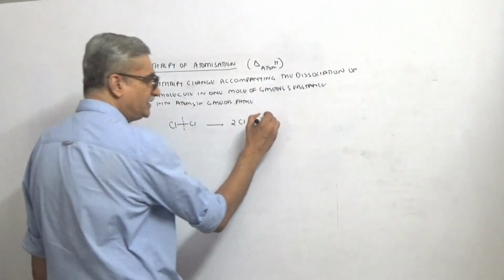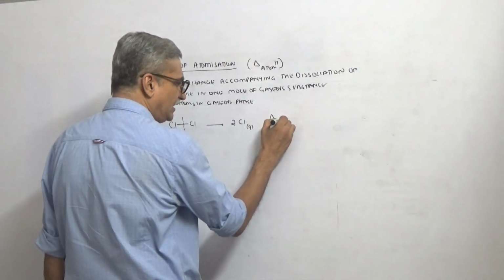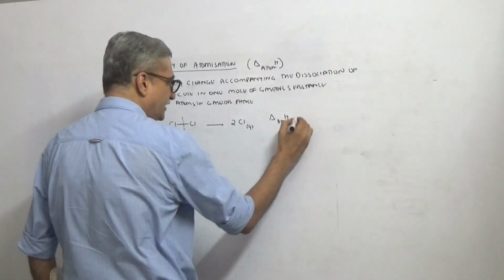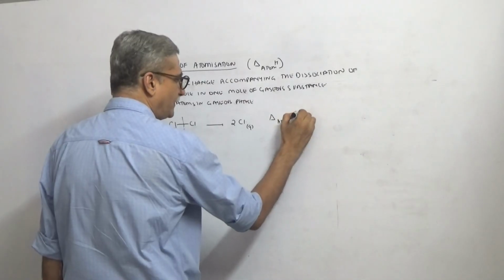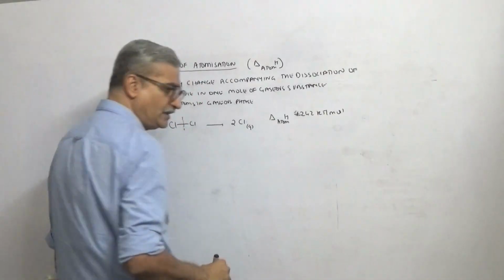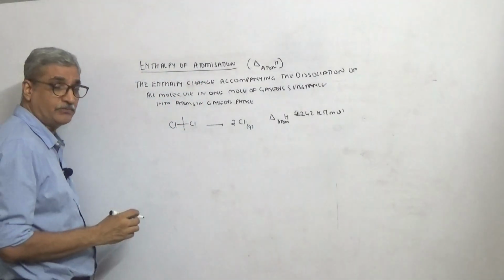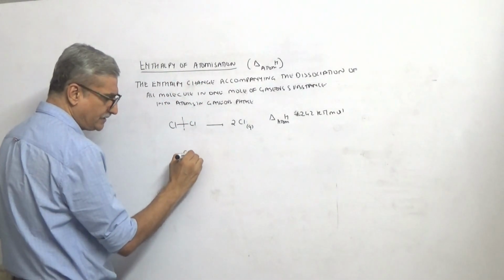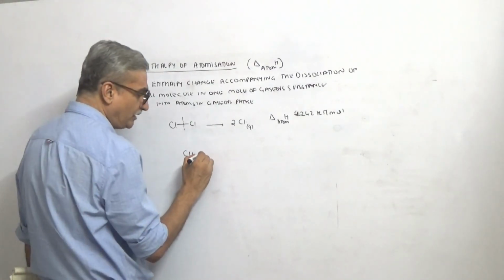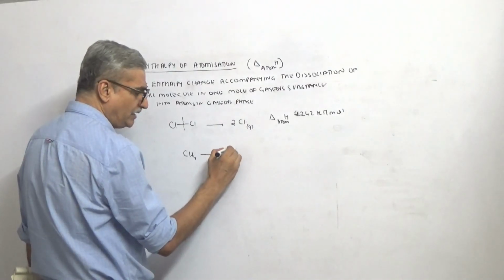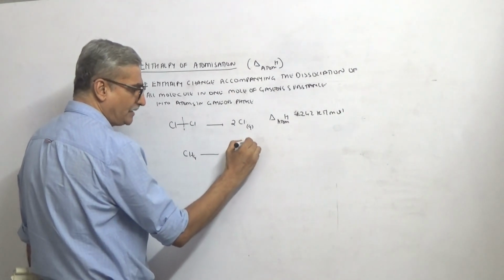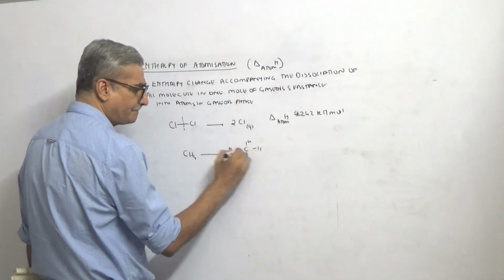So what is going to happen? This delta atomization H will be equal to what? It is plus 242 kilojoule per mole. But imagine if it is a polyatomic molecule. For example, methane. So in methane, what is going to happen? 1 mole of methane, first 1 bond will be broken. So you will have H and then you will have CH3.